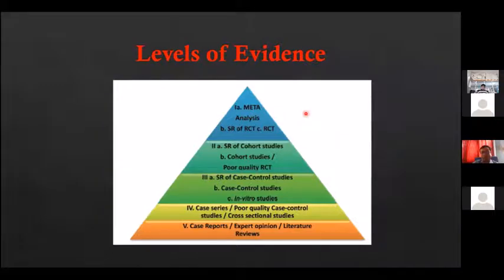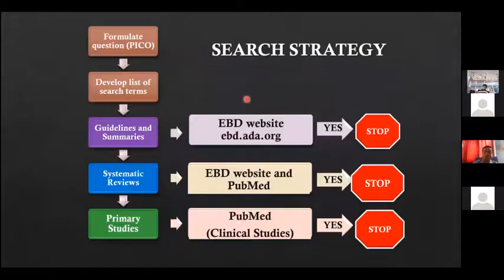So now in the literature, what happens? Most of the articles will be available at the bottom of the pyramid. But remember, when you are doing the literature search, start from the top of the pyramid. So look for the systematic reviews or the meta-analysis, because if they are available, then the conclusion will also be there and you don't have to look for the other articles.